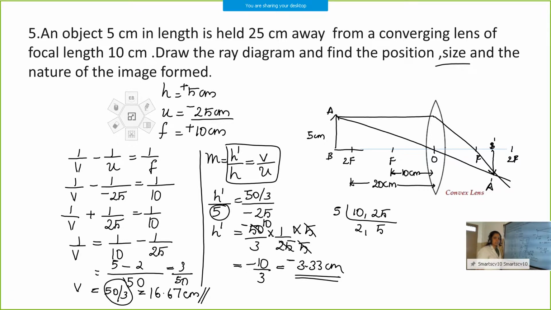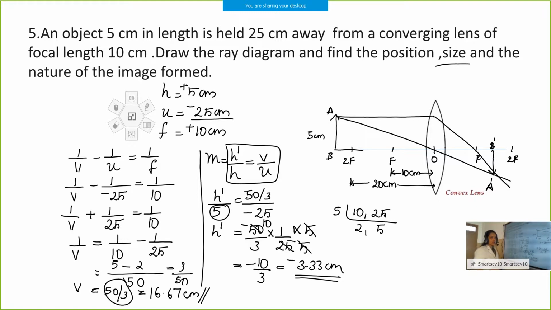So do the calculation once again by yourself at home and practice it. Okay, keep on practicing these questions again and again. Then it will be easy for you to do. So you are getting height of the image as minus 3.33. So what you can say about the nature of the image?